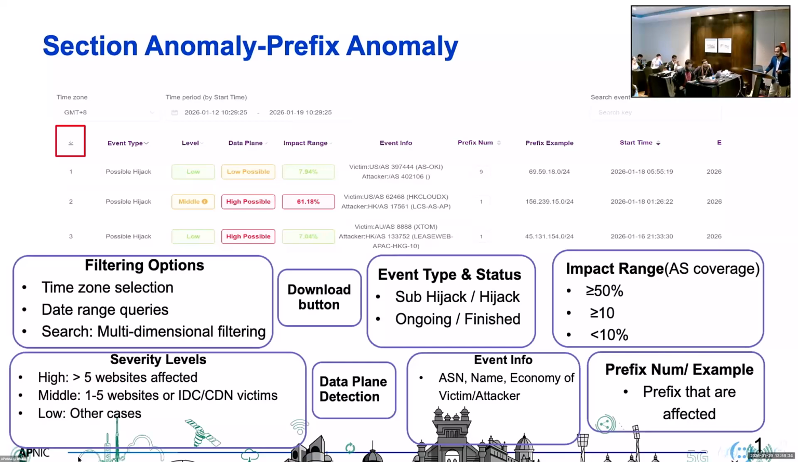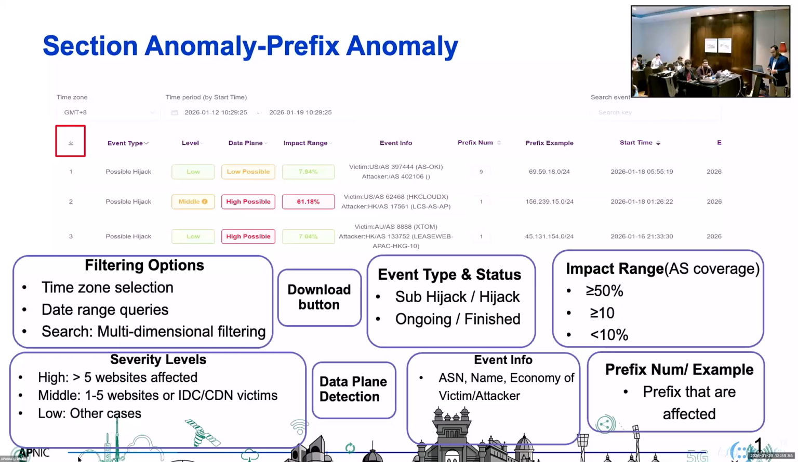Another thing is event type and status, like whether the prefix is fully hijacked or sub hijacked. And there is impact range. I already mentioned how much is impacted, how many see your hijacked prefix. It is categorized this way.